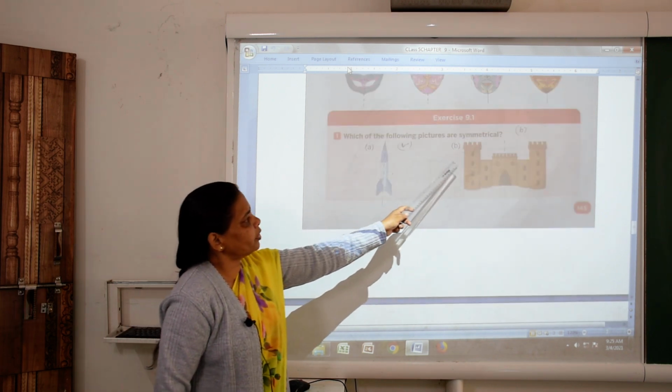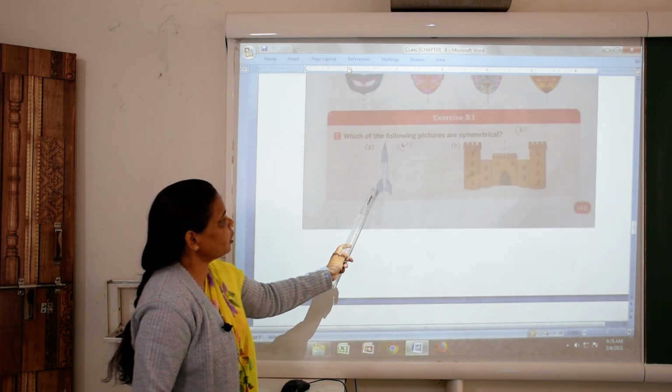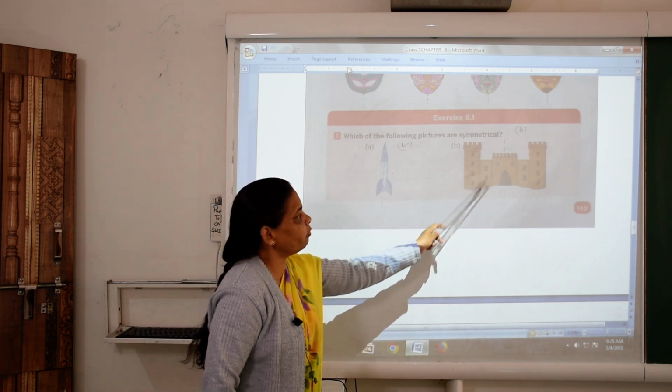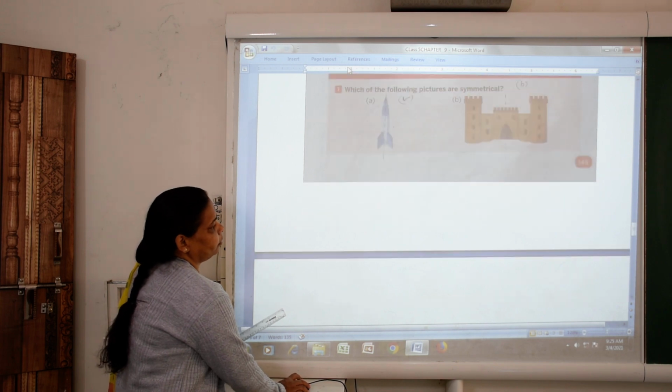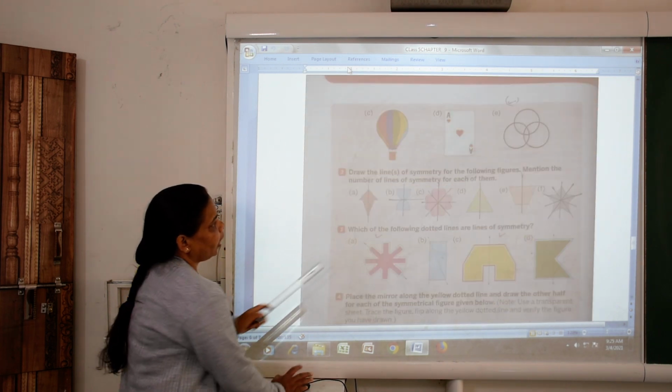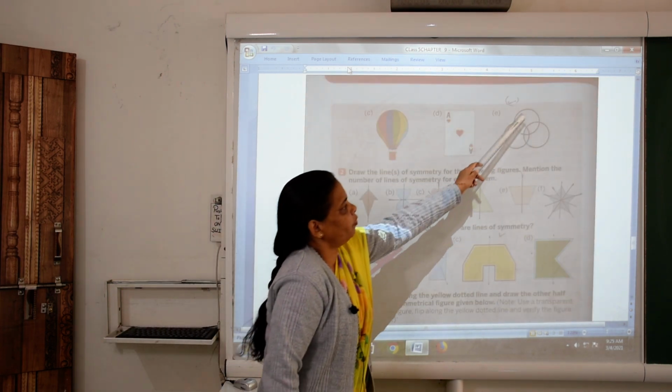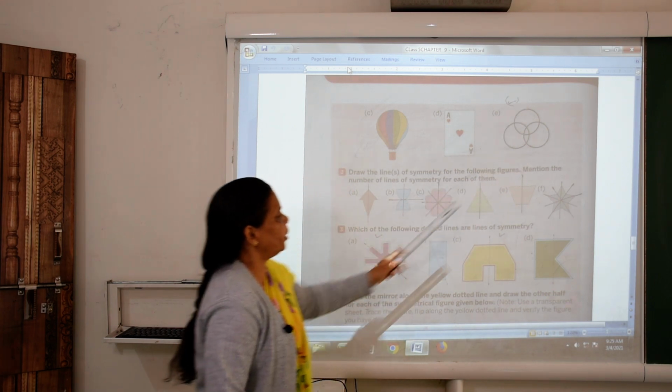Which of the following pictures are symmetrical? This one is a symmetrical figure, this one is not symmetrical. When we draw the symmetrical line, it looks the same from both sides. And this, here this one. When we draw this line from here, it is symmetrical.